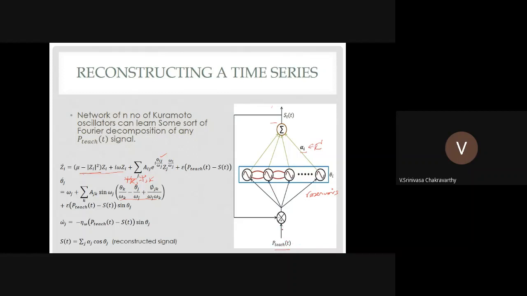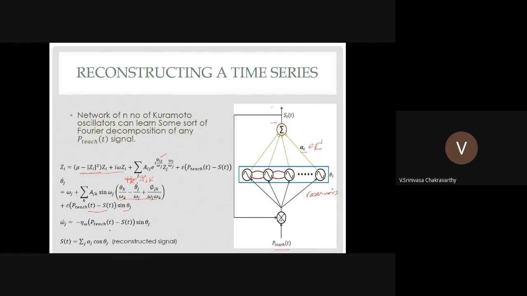So take a difference of P teach minus S_t. The difference is the error term, which is fed back into all these oscillators. That is what you see here, and that has to be multiplied by sine theta j. Now the frequencies are trained by this equation.